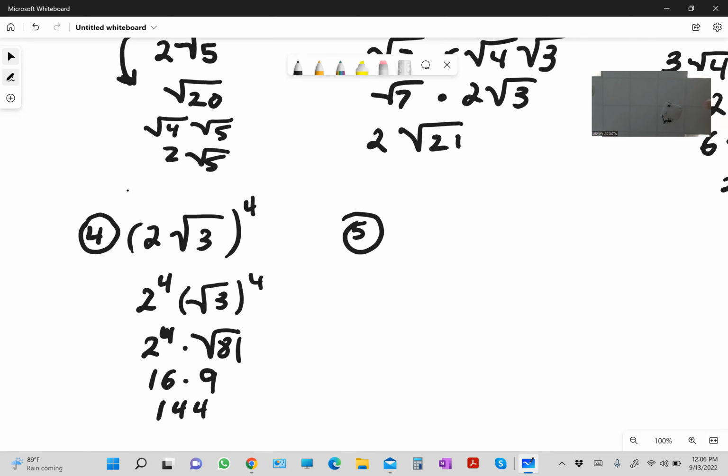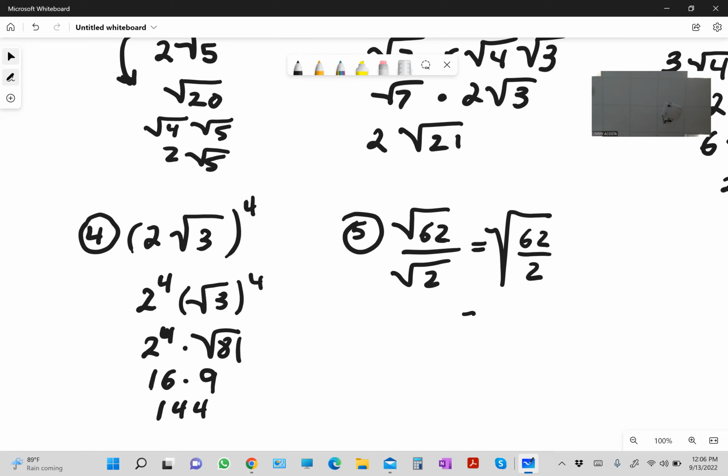Number 5, square root of 62 divided by square root of 2. Some of you wrote the answers, but I should see some justification using the rules we learned. Like, for instance, that could be written like that. And then this is just the square root of 31. And you can't do much with square root of 31.